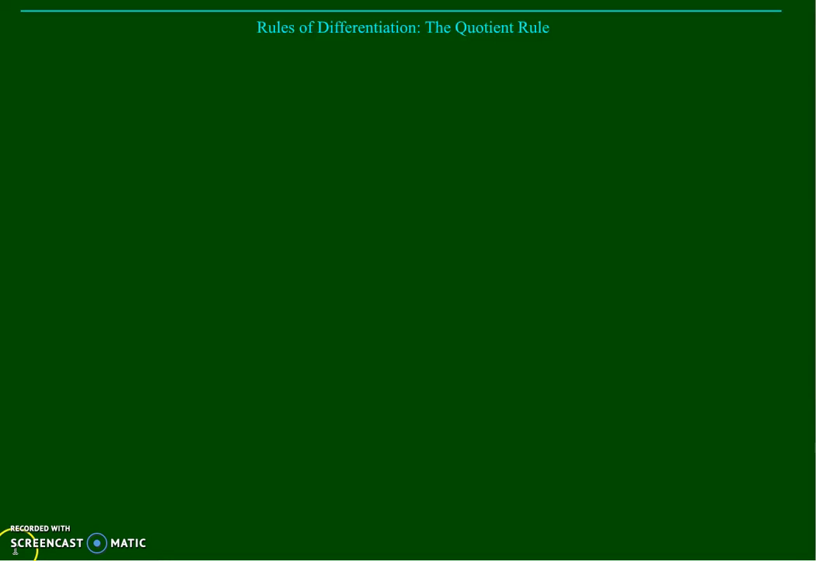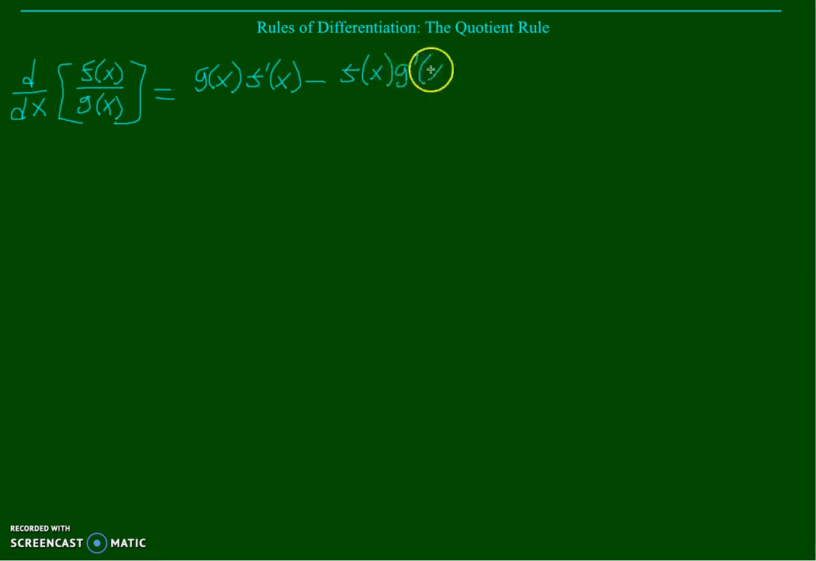This is part 6 in the series, An Introduction to the Derivative, and we're going to be starting with the quotient rule. The quotient rule states that the derivative with respect to x of the quotient of some function f and some function g is given by g of x times f prime of x minus f of x times g prime of x, all over g of x squared.